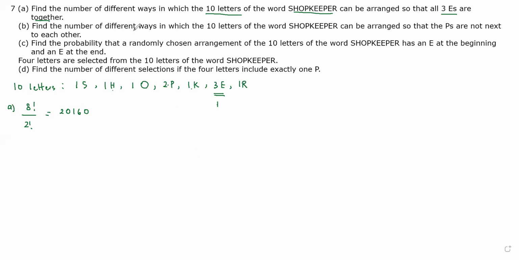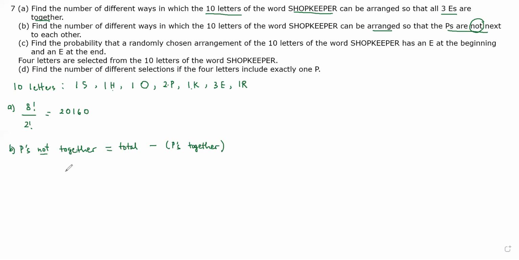Part B, find the number of different ways in which the letters of the word shopkeeper can be arranged, again order is important, so that the P's are not next to each other. The P's are not together. Let's look at the P's. We have 2 P's here, and they must not be together. The way to do this question easily is, if you're looking at the P's not together, that is given by the total number of ways minus the number of ways where the P's are together.